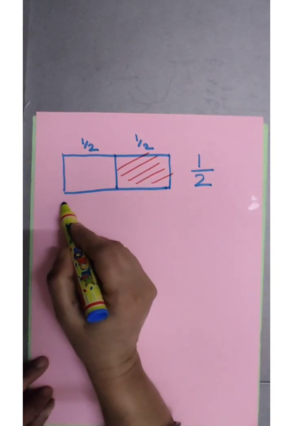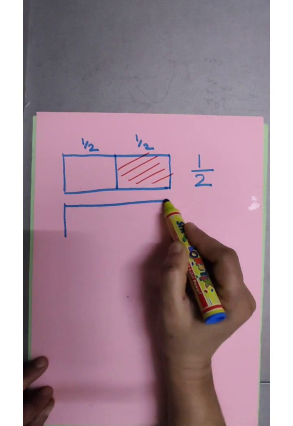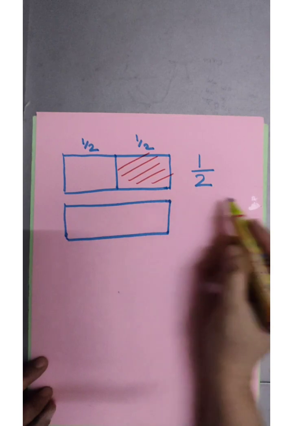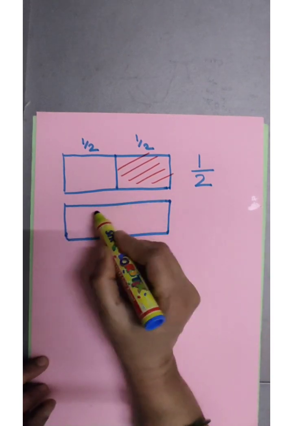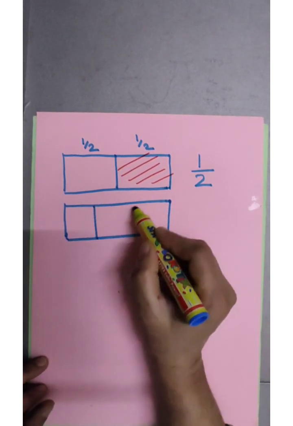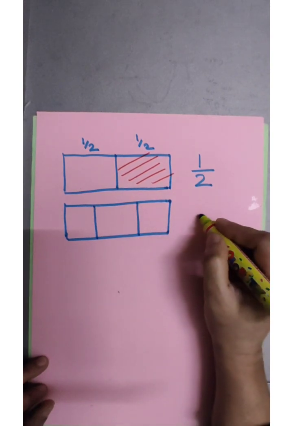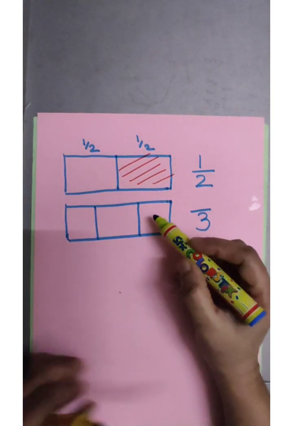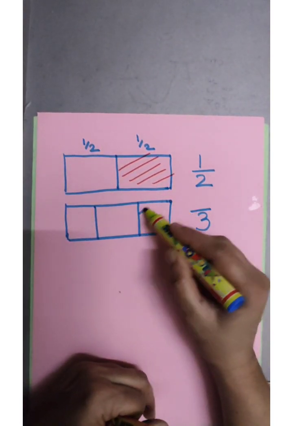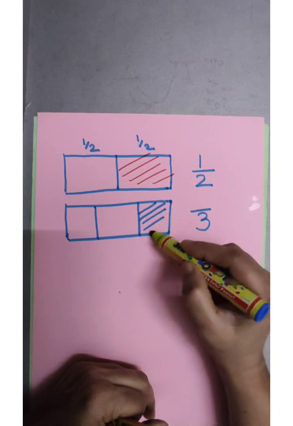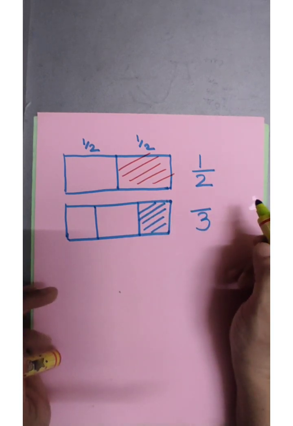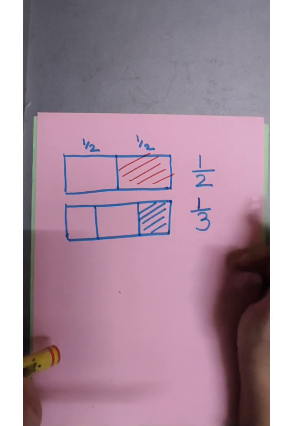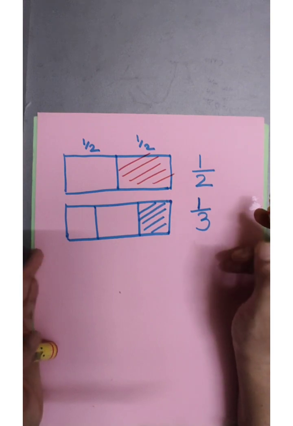Now suppose the same piece of cake, if I divide equally among 3 people, okay? So I have to make 3 pieces. I made 3 pieces, and from that 3 pieces I gave 1 piece to my friend and 2 I kept back. So I am taking 1 piece out of 3. So my fraction is 1 by 3.